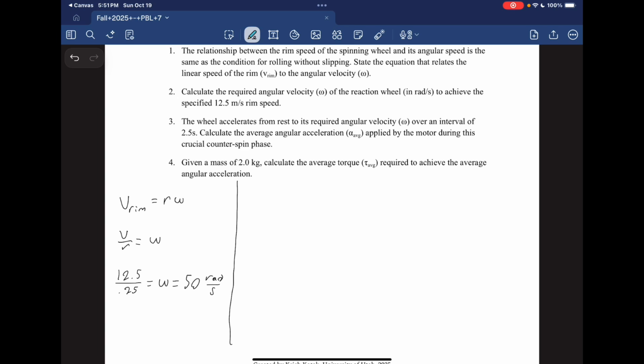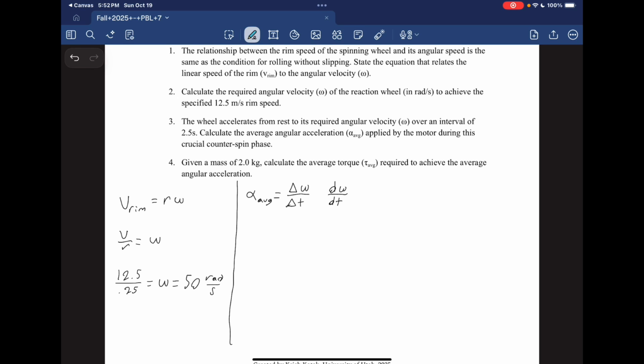The next question asks us to calculate the average angular acceleration applied by the motor during this crucial counterspin phase. Angular acceleration is given by the change in the angular speed over the change in time. You may realize, or make the connection on your own, that this is pretty much the same as just saying d omega dt, if you know a little bit about calculus, which makes a lot of sense because angular acceleration is the derivative of angular velocity.